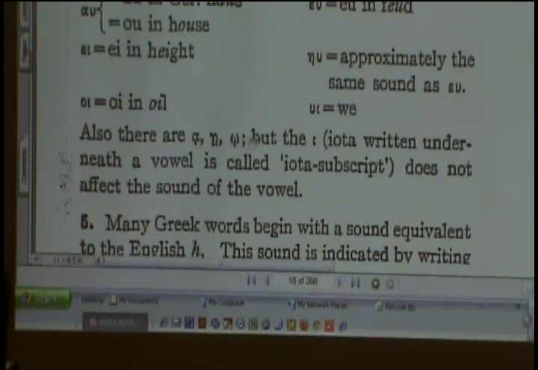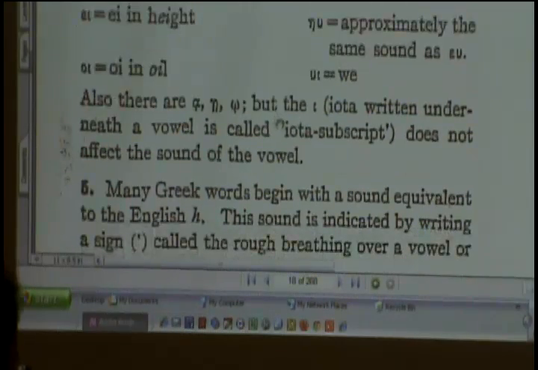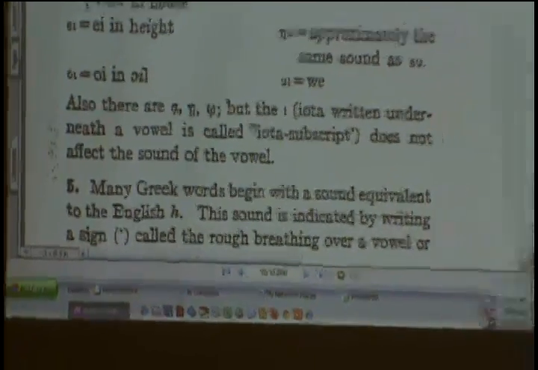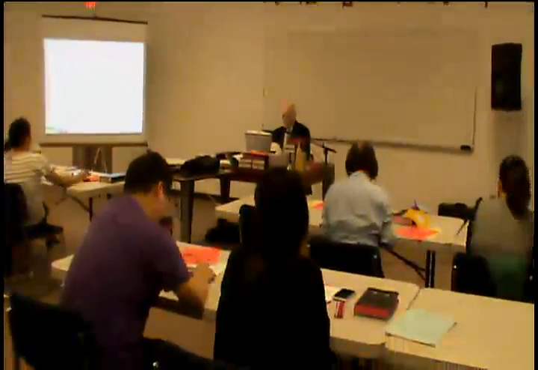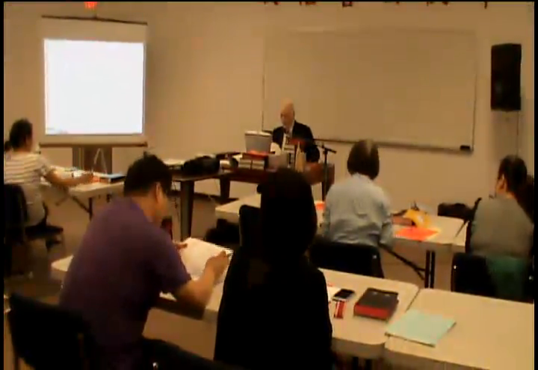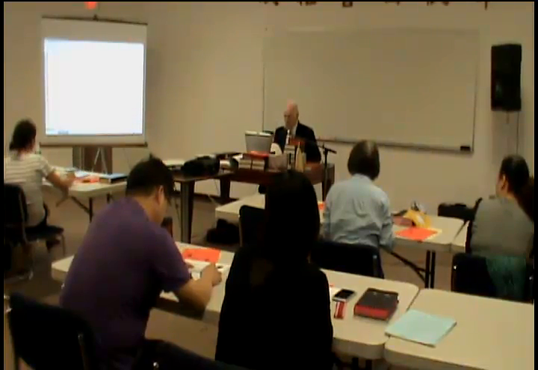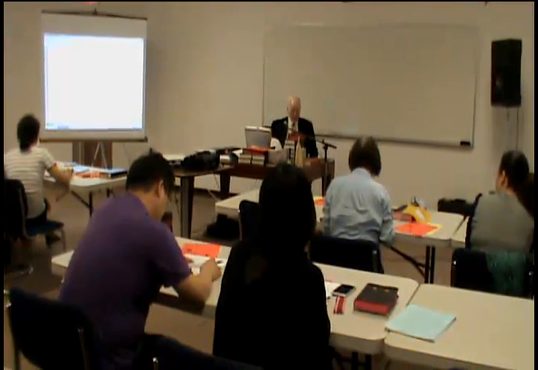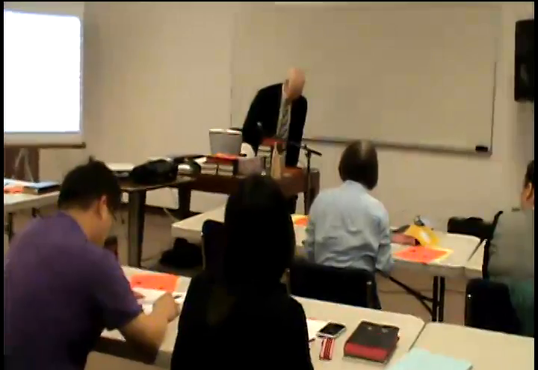So even though that iota subscript is there. All right? Any questions? Yes. Could you write on the board that iota? Because it's so small, I can't see it. Well, just put a little bit of iota underneath the alpha, see? So iota is the English I.